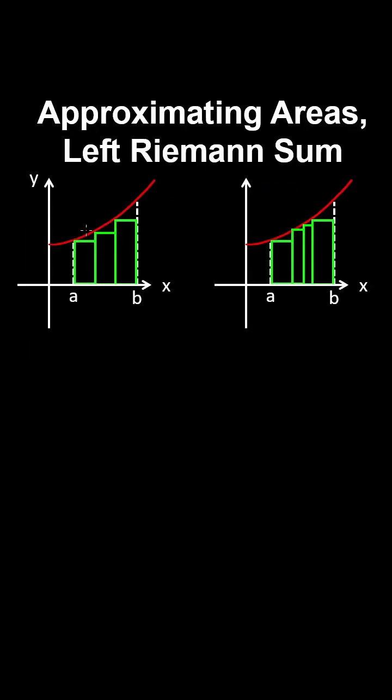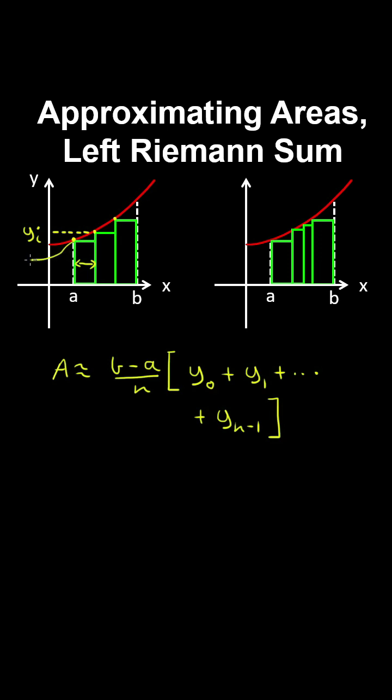The left Riemann sum can be used to approximate areas under curves, and the left of each rectangle touches the curve. So these values are denoted yi, and in the case where we use rectangles of uniform width, the approximate area is equal to the width of each rectangle, so that would be b minus a on the number of rectangles, and we multiply the width by the height of each rectangle, and sum them together. So that would be the sum from y0 to yn minus 1, because the initial rectangle has a height of y0, and the final rectangle has a height of yn minus 1, as defined by the function of the curve.